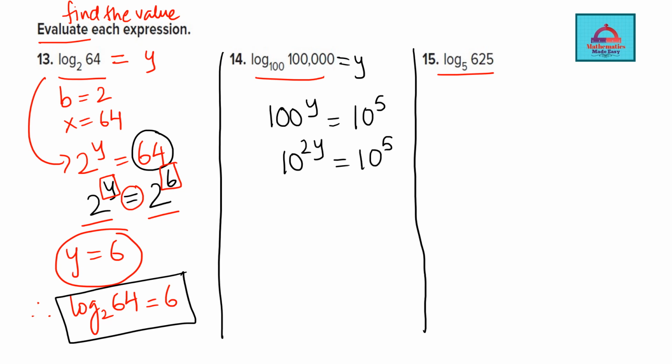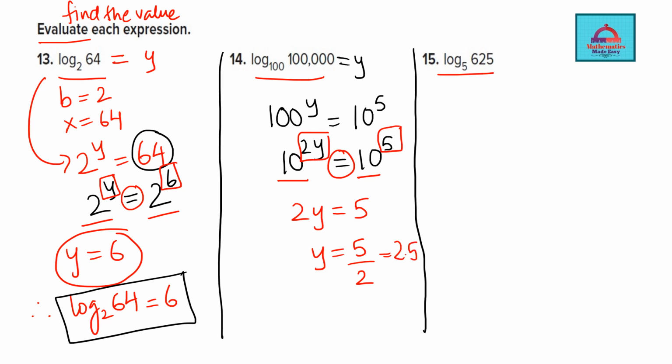Now again, are we able to apply the property of equality? Let's check the bases. Yes, they're equal. Let's check the values. Yes, they're equal. So will the powers be equal? 100%. So 2y equals 5, and hence your y is 5 over 2. You may convert it into decimal or leave it as a fraction. Both are correct. So that is your final answer. Therefore, the value of log base 100 of 1, 0, 0, 0, 0, 0 is 5 over 2 or 2.5.